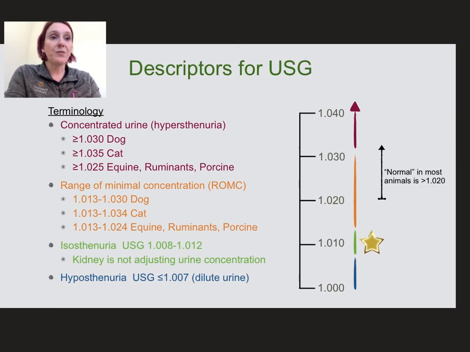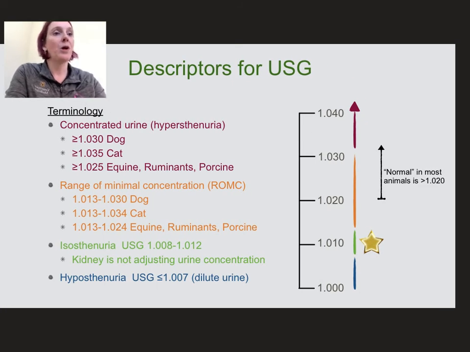So our descriptors for urine-specific gravity. We've talked about the number system and how we talk about 1040, 1030, et cetera. There are different categories that urine-specific gravity falls under, and it basically focuses around this green spot right here. So this is isosthenuria, and this is the range of 1008 to 1012, okay? And in this range, the urine is at the same level of concentration that the plasma is.